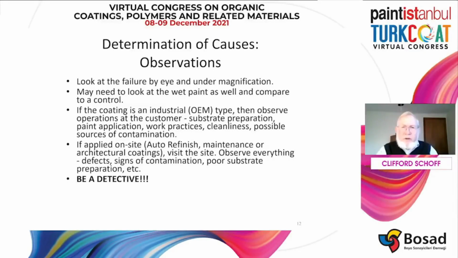Determining causes, back again to observation. You look at the failure by eye and under magnification. Now, often when we have paint that has been saved, we'll look at the wet paint and compare that to a control. Something that with industrial coatings, often called OEM, automotive coatings, a lot of industrial coatings.